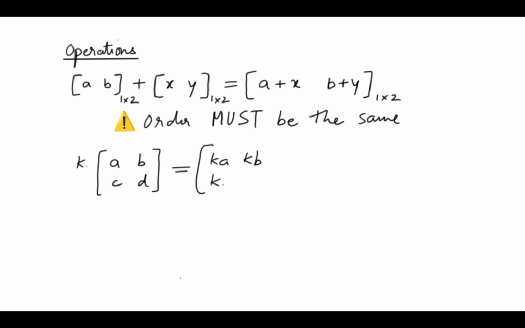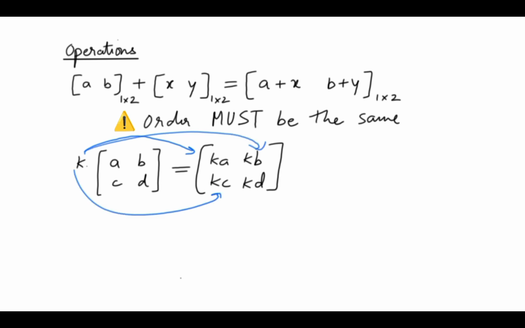And another operation is the scalar multiplication. So k is multiplied to each and every element of the matrix. So it is multiplied with a, b, c and d.